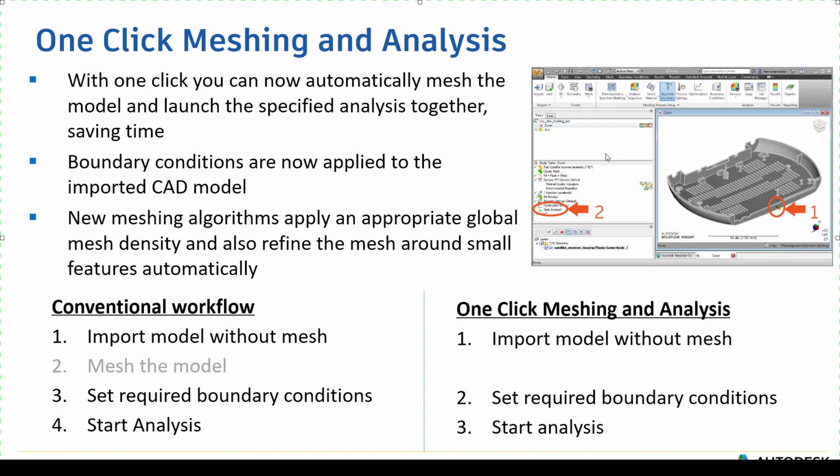Now let's look at how it is different from the conventional workflow. In a conventional workflow, you import the model, you run the mesh statistics, you try to fix those errors, and then you set up the boundary conditions and get started with the analysis. With the one-click meshing and analysis, you import the model without a mesh, set up the minimal boundary conditions and start the analysis. Here, the meshing algorithm in the background takes care of the meshing and fixing the errors.